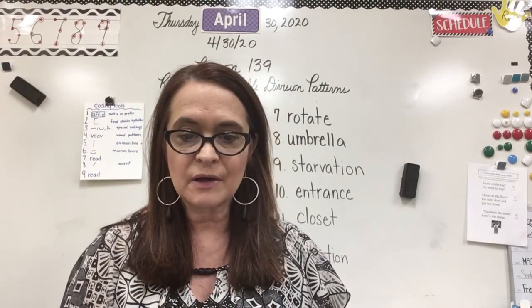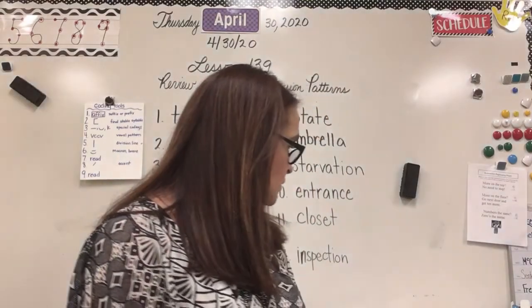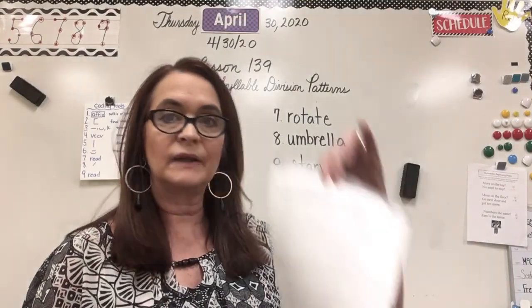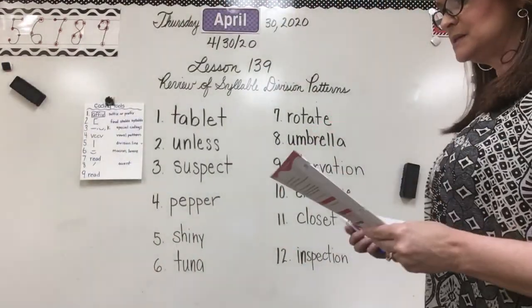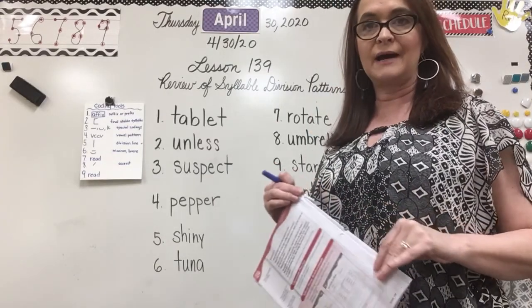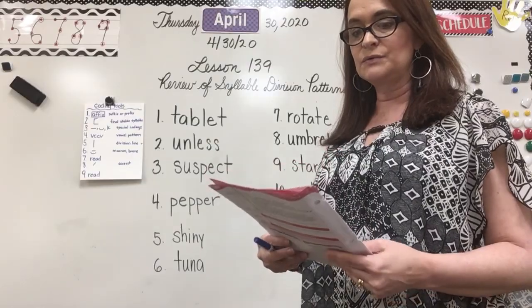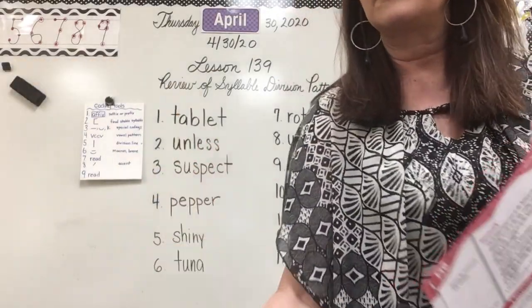All right, boys and girls, so I have written number 1 through 12 on the board. You are going to pull out your copy that looks like this, lesson 139. We're going to look at number 1 through 12, and I'm going to draw names again. We're actually going to code these together. Please don't work ahead. Let's try to do these one at a time so that you understand the syllable division rules.